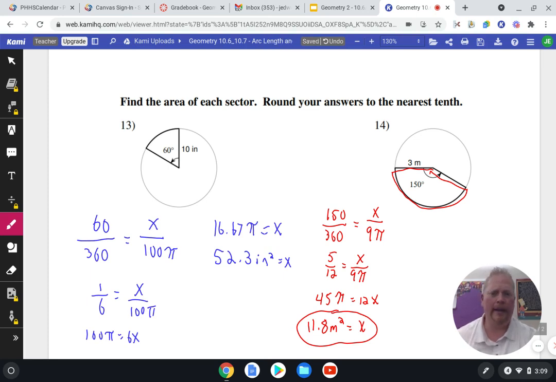Hopefully this wasn't too bad. The main purpose of this is for what we're going to do in the next section on geometric probability, and you'll find out what's going on with that.